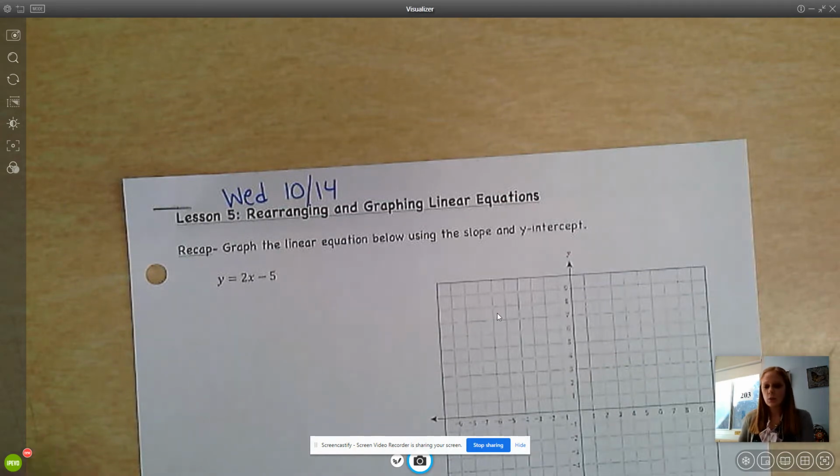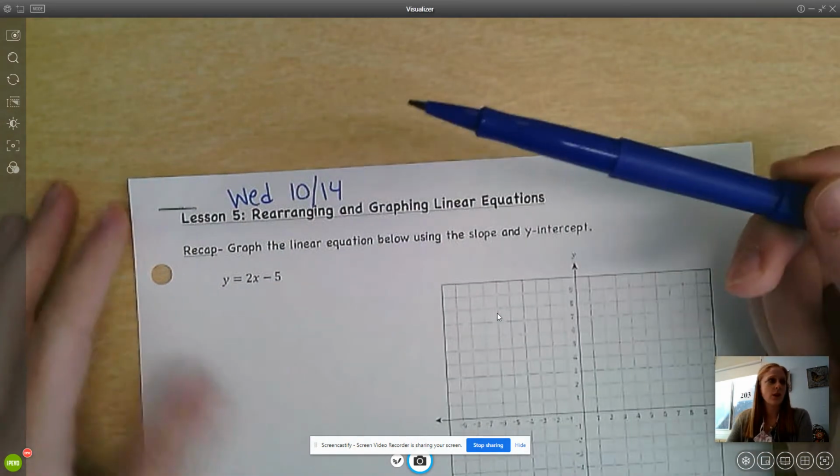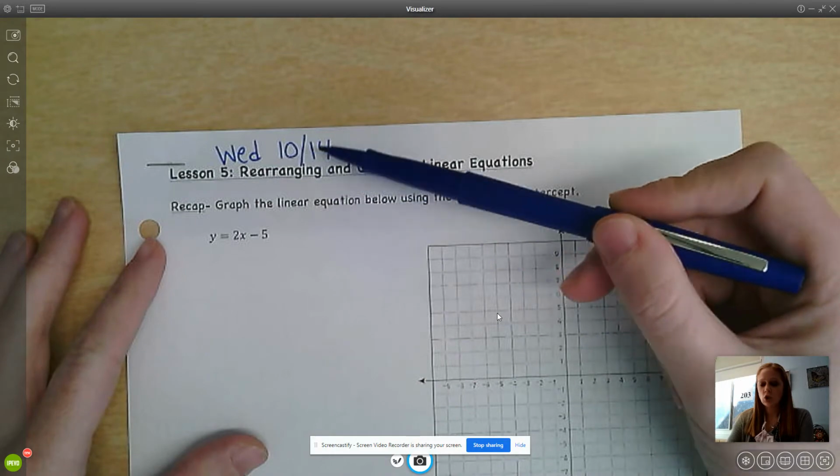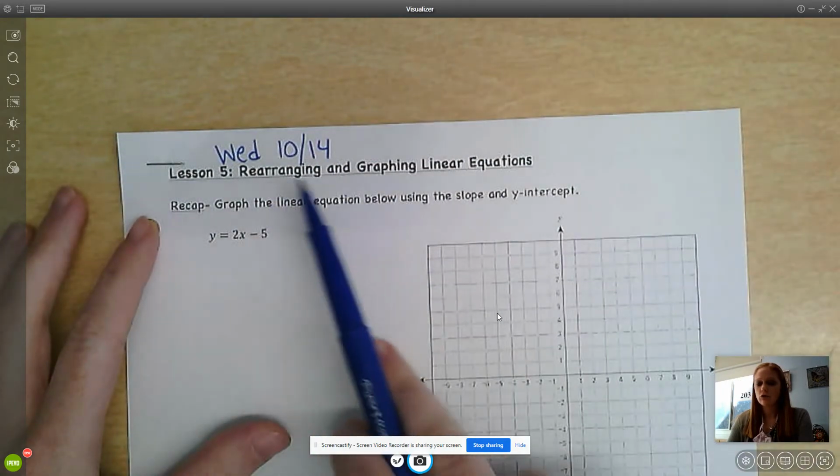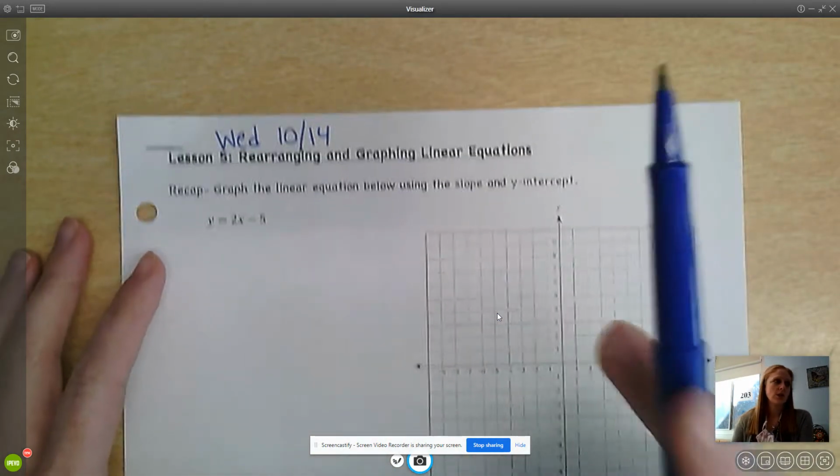Okay, hey guys. So we're just going to go over right now the lesson from today, which was Wednesday, October 14th. So this was lesson 5 on rearranging and graphing linear equations.